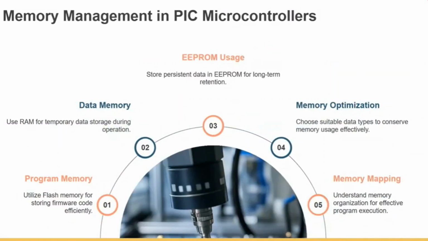Memory management in the PIC controller: program memory utilizes flash memory for storing firmware code, and data is stored in RAM, which is temporary, while persistent data is stored in EEPROM. Memory management also means choosing suitable data types to conserve memory effectively, and memory mapping helps understand memory organization for effective program execution.